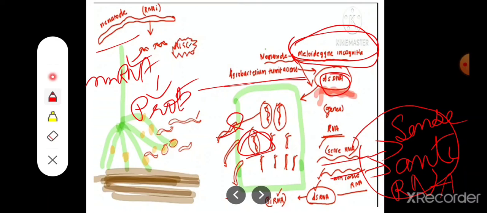But when this siRNA has entered into this nematode, what will happen? This siRNA will be attacked with the help of the complex called the RISC complex.